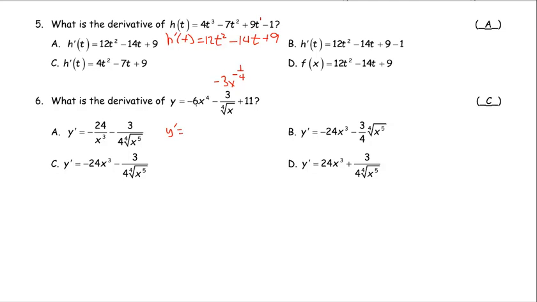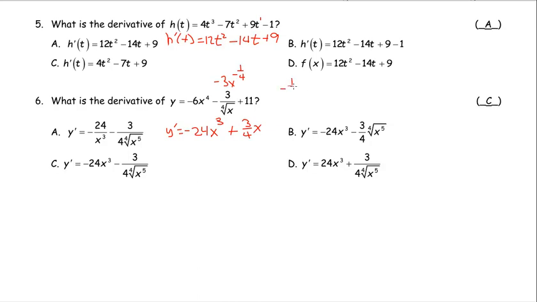the 4 comes down and multiplies by negative 6, so that'd be negative 24, and x to the power of 3. Now this negative 1/4 comes down and multiplies by the negative 3 in front. So negative 3 times negative 1/4 would be 3/4. So we'd have 3/4 there, and I want to subtract 1 from the exponent.